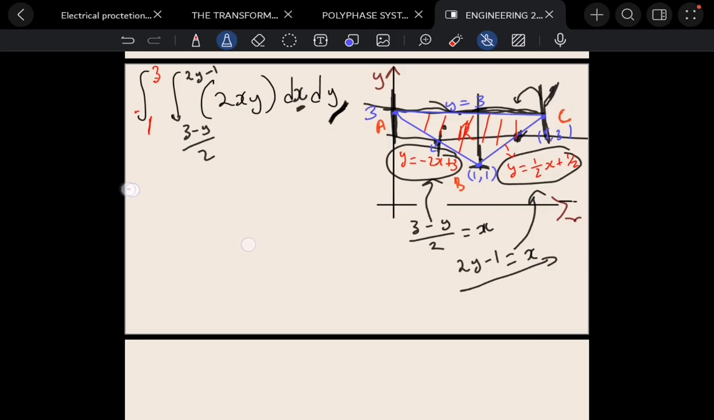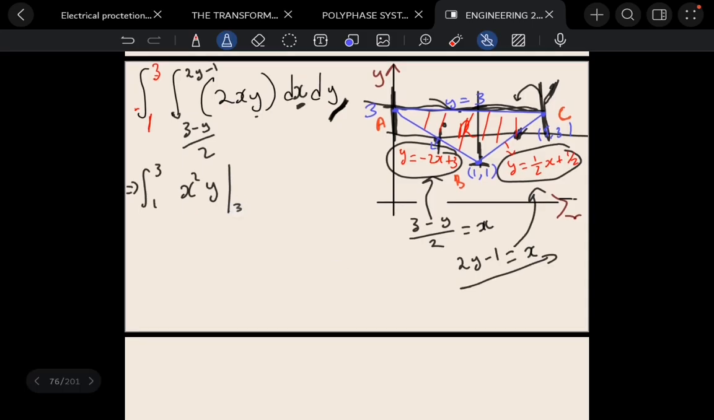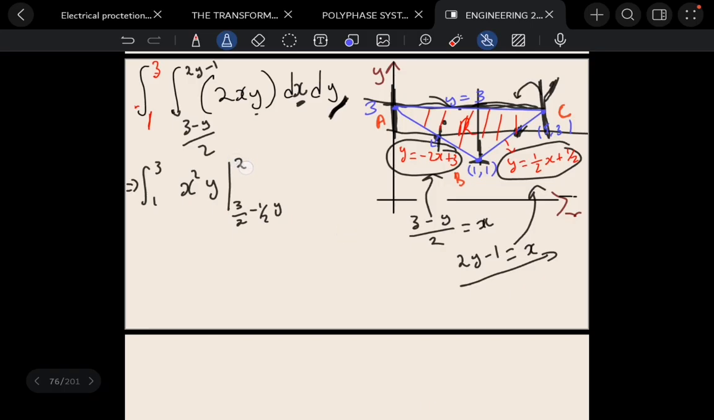Right. By integrating it, from 1 to 3, remember we're going to integrate in terms of x, which means y is going to be a constant. So if I add the 1 and divide it by the 2, I'm actually going to get x squared y between 3 over 2 minus 1 over 2 y, and then 2y minus 1. All of this is dy, right?